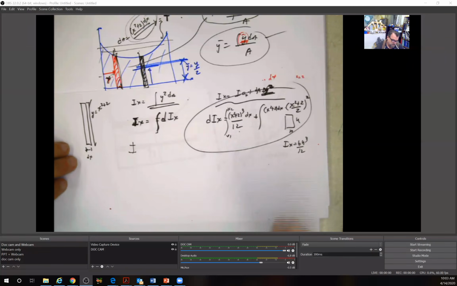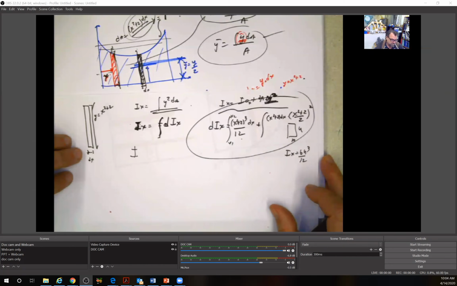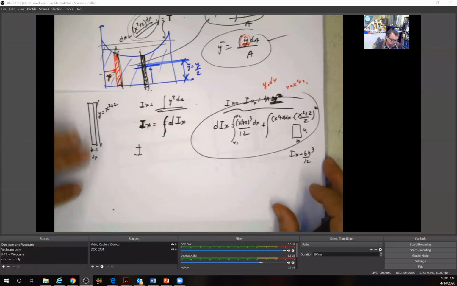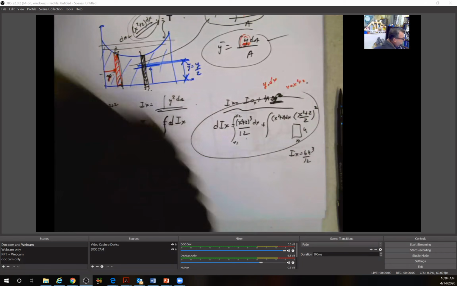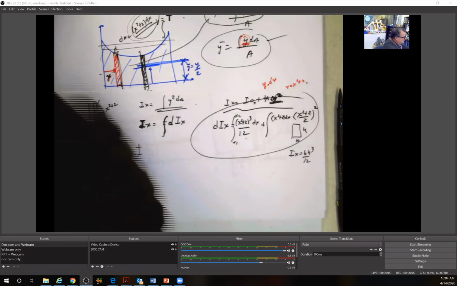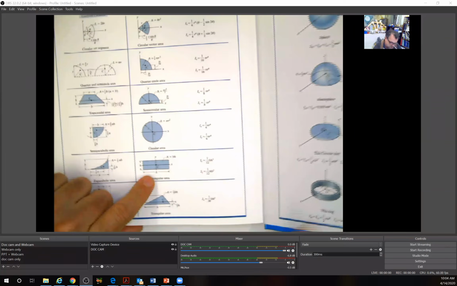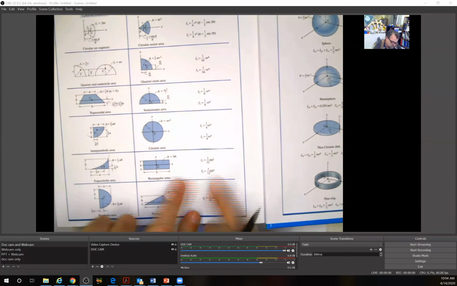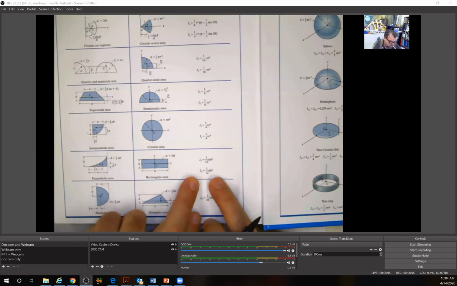But I'm going to show you something regarding this type of situation that hopefully will improve the timing for these types of problems, especially with moment of inertia. Now, when I went through the lectures for moment of inertia, and if you go to the back of any book, you have this equation, 1 over 12 bh cubed.